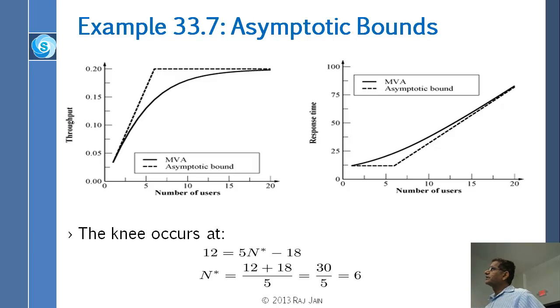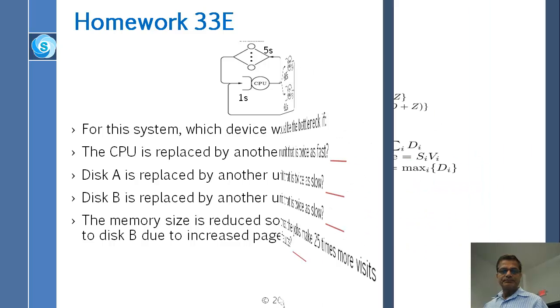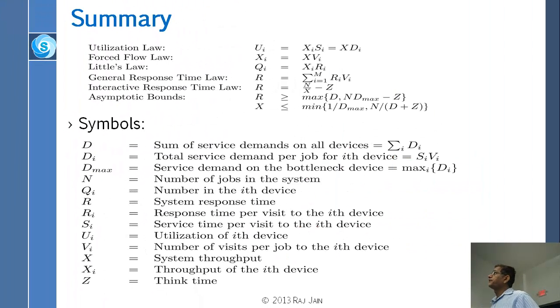It turns out that at both extremes, this bound gives you very close to what you had. You see the MVA and these are very similar. So at 23, your answer will be very good. All right, so there is a homework again. That brings us to the end of this chapter.